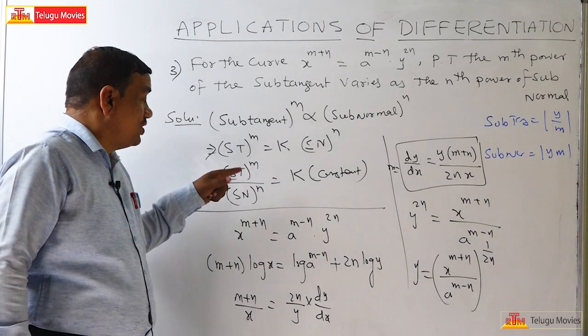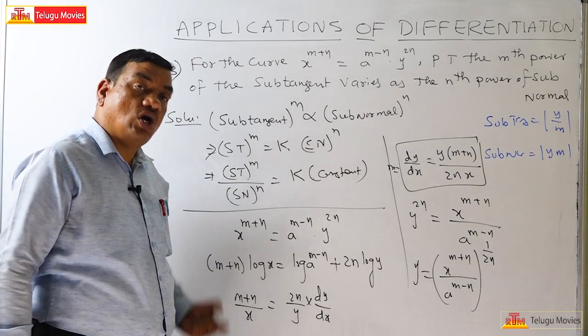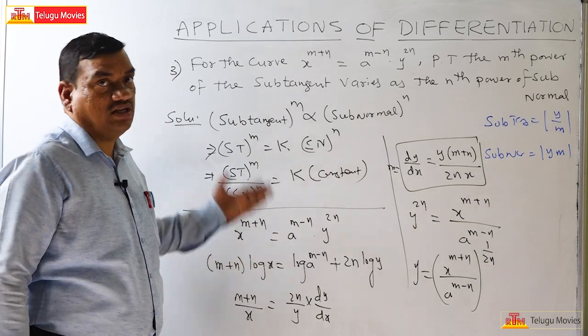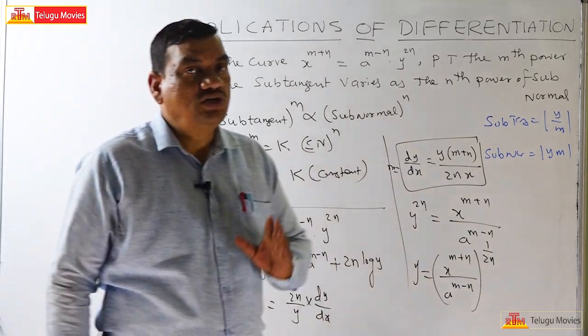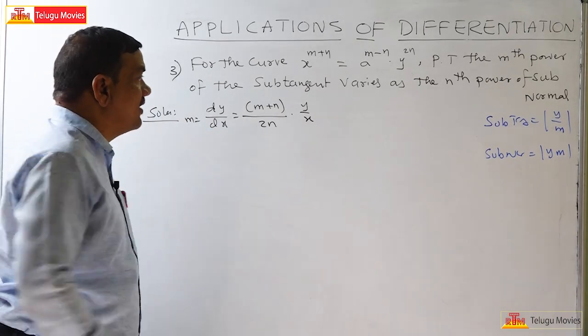Let us substitute here in the subtangent and subnormal formula. Let us get one constant so that we can prove this result. Okay, now let us continue the solution. Welcome back. Let us continue the solution. So we got this slope value.